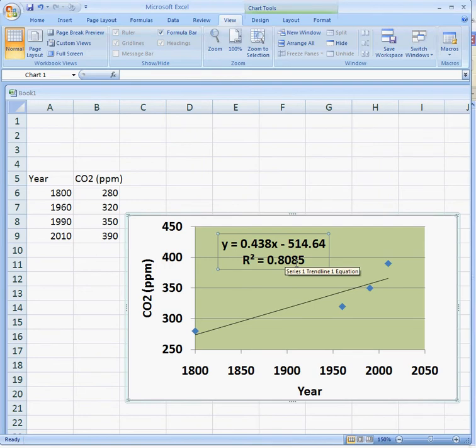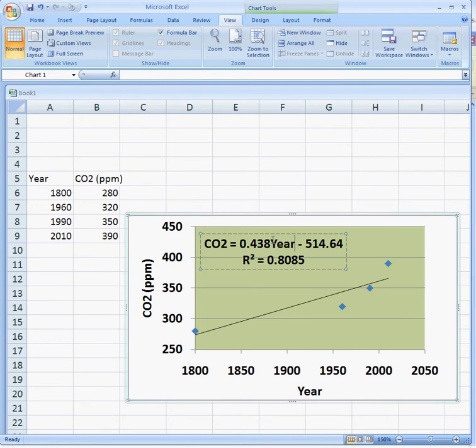If I wanted to, I can actually change this to write it as CO2 and put this as the year, to be a little bit more explicit there.